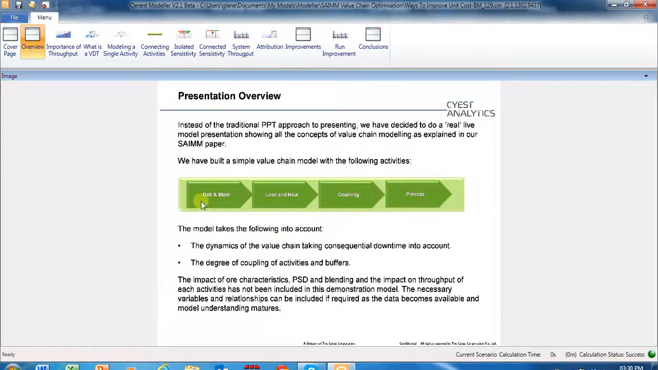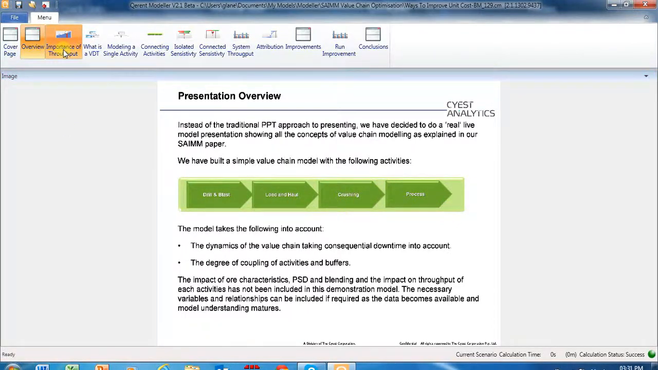And really what I wanted to demonstrate is the dynamics related to the consequential downtime and the impact that consequential downtime has on each activity throughout the value chain, and the degree of coupling with regards to each activity and the stockpiles between them. The impact of ore characteristics, particle size distribution and blending, and the impact that has on each of the activities hasn't been modeled. That could obviously be very easily modeled as well, but for this model I didn't incorporate it. We could easily in future do that.